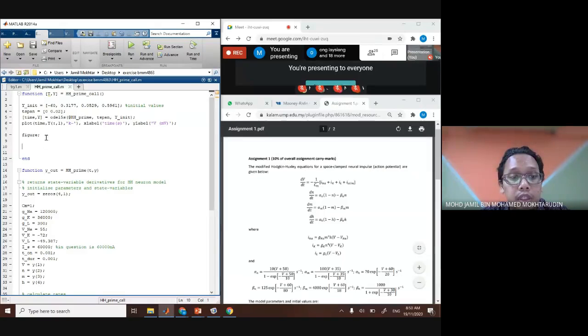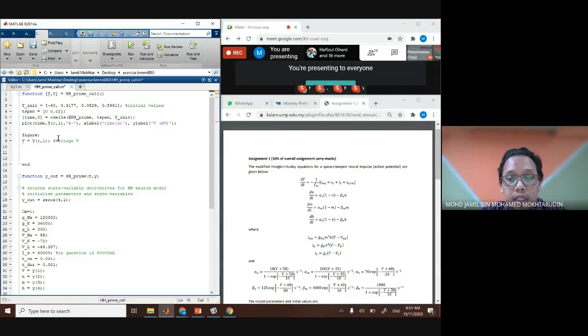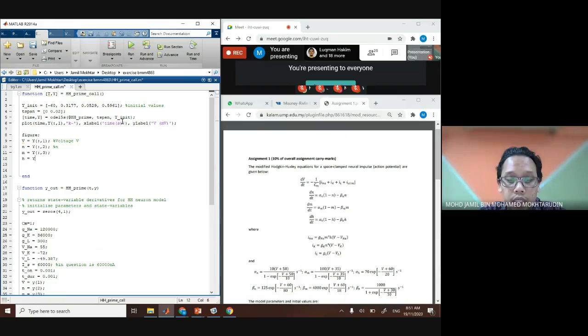But first, it is better if you can separate the Y into its variables given in the question. For example, like V equals Y1. Okay, so this is voltage. And the second one is N. N equals Y, second column, and so on. Okay, M is Y, the third column, and H is Y, the fourth column.